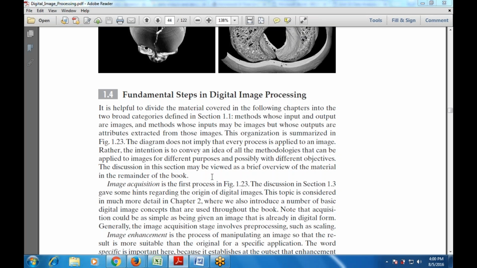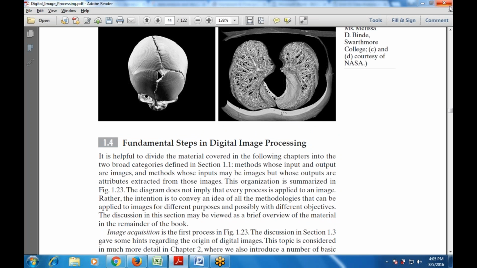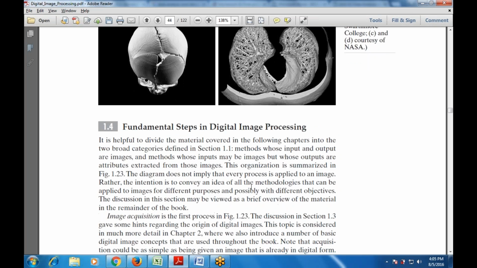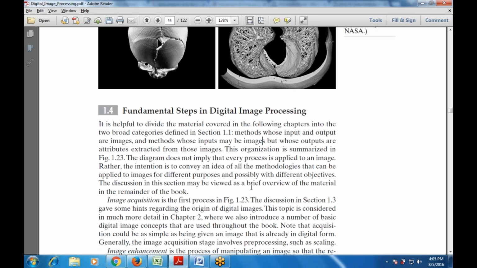It is very helpful to divide the material that is covered into two categories. One is for the input. Now, let's talk about what are the various stages used for the input and the output, or what are the brief categories of these steps in digital image processing.